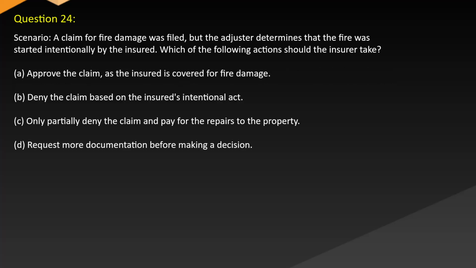Question 24. Scenario: A claim for fire damage was filed, but the adjuster determines that the fire was started intentionally by the insured. Which of the following actions should the insurer take? A. Approve the claim as the insured is covered for fire damage. B. Deny the claim based on the insured's intentional act. C. Only partially deny the claim and pay for the repairs to the property. D. Request more documentation before making a decision.